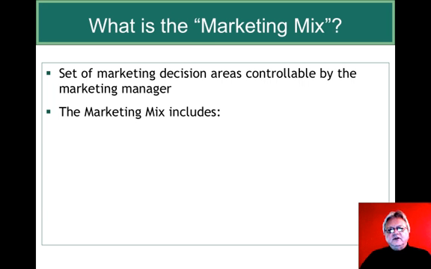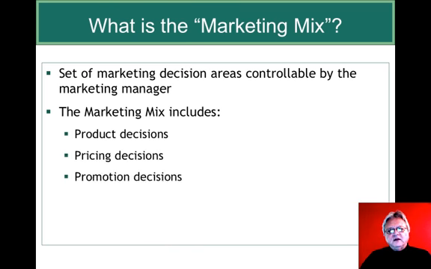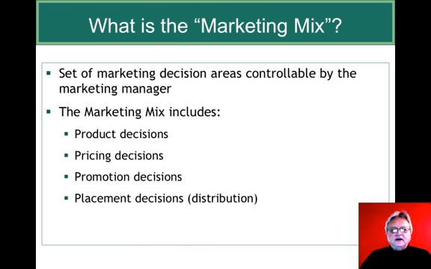And the marketing mix includes basically four elements. It includes product decisions, pricing decisions, promotional decisions, and placement or distribution decisions. Product decisions have to do with deciding what products are to be produced, what services are to be produced, packaging decisions, warranty decisions, those types of decisions. Pricing decisions involve the price of the product, the terms of sale, shipping terms, a whole range of pricing decisions are involved.